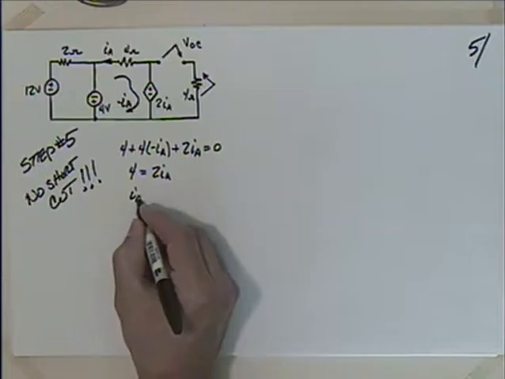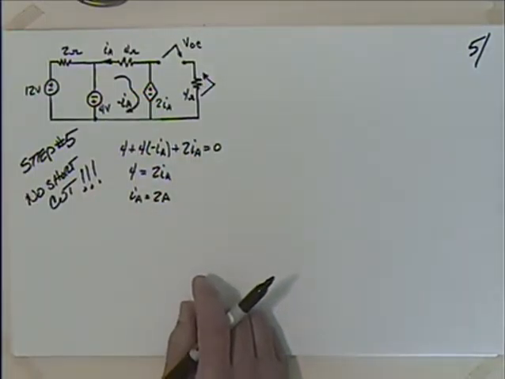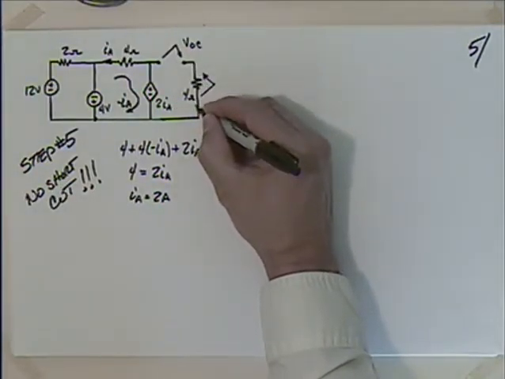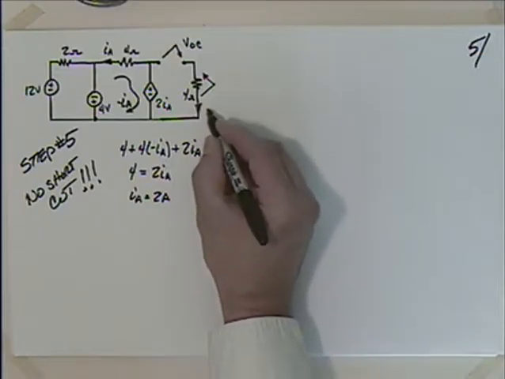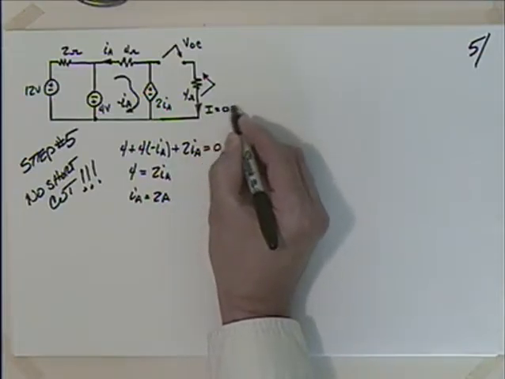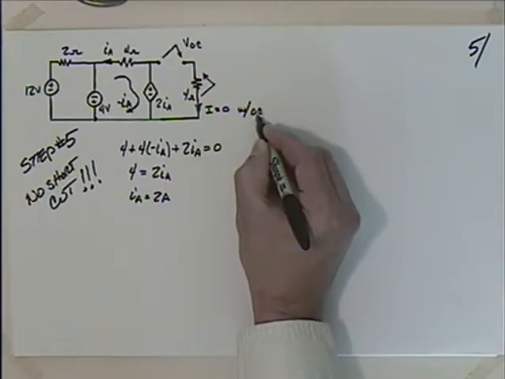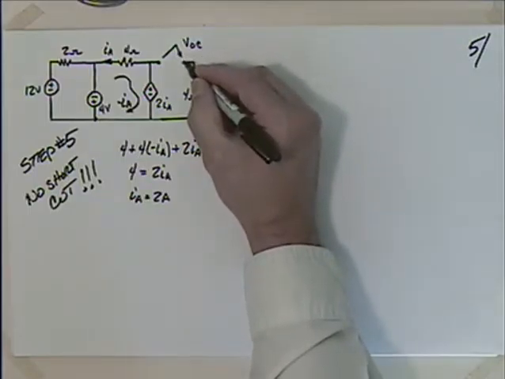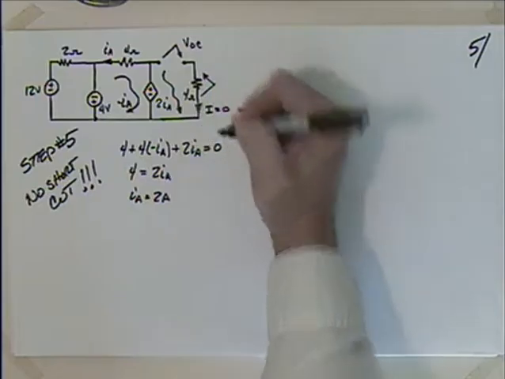So IA is equal to 2 amps. Okay. Now, if this is open, the current through here is going to be equal to 0. Okay, I is equal to 0 with open circuit, right? When that's open, that current is equal to 0. So V open circuit would really be the same as the voltage across here, wouldn't it?